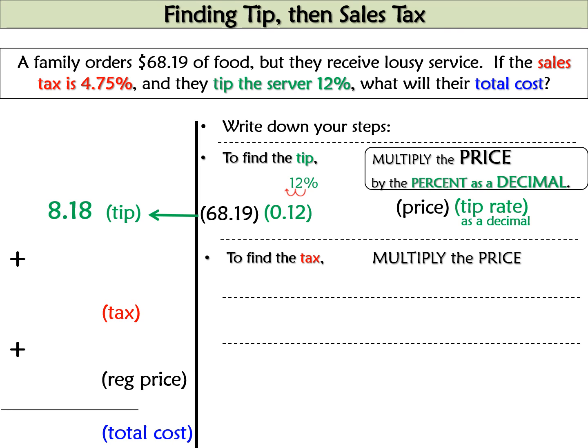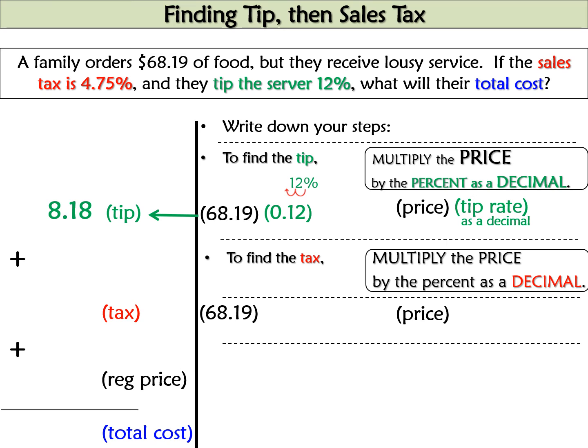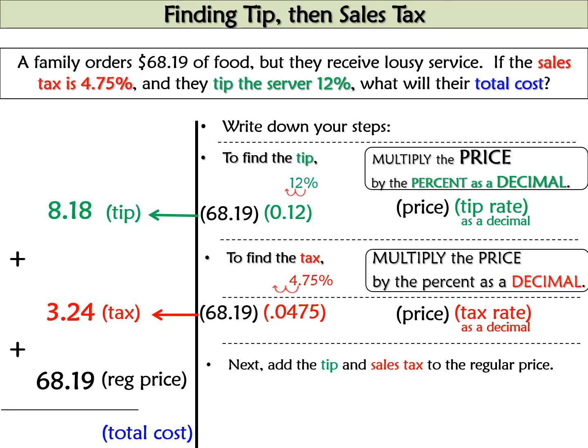Let's find the tax. So again, to find the tax, we're going to multiply the price times the percent as a decimal. So in this case, the tax percent is 4.75%, but when we change that to a decimal number, we're going to slide the decimal 2 to the left, and that's going to give us 0.0475, or 475 ten-thousandths. Now let's do a little multiplication. We're going to end up with something slightly different than 3.24, but when you round to the nearest penny, it does become $3.24. So now we have our tip amount, now we have our tax amount.